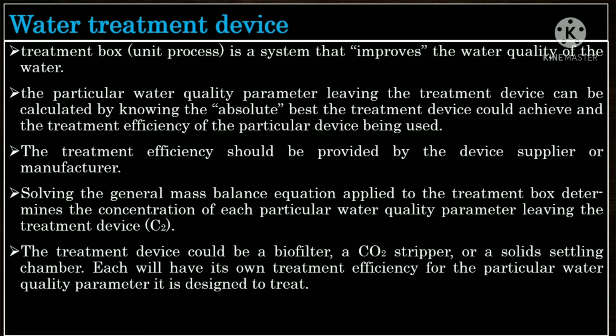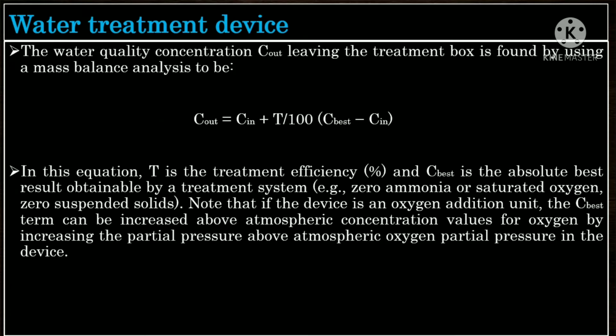Each will have its own treatment efficiency for the particular water quality parameter it is designed to treat. So the water quality concentration, the C out leaving the treatment box, is found by using a mass balance analysis: C out equals C in plus T over 100 times the C base minus C in. In this equation, T is the treatment efficiency, in percent, and C base is the absolute best result obtainable by the treatment system.